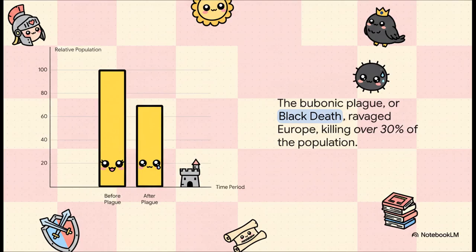But this horror had a revolutionary side effect. With so few people left to work, the surviving peasants actually had bargaining power for the first time, demanding wages and freedom and turning the old feudal order completely upside down.